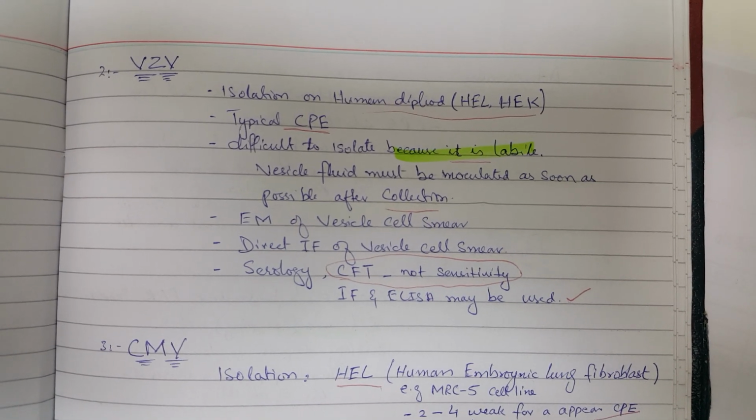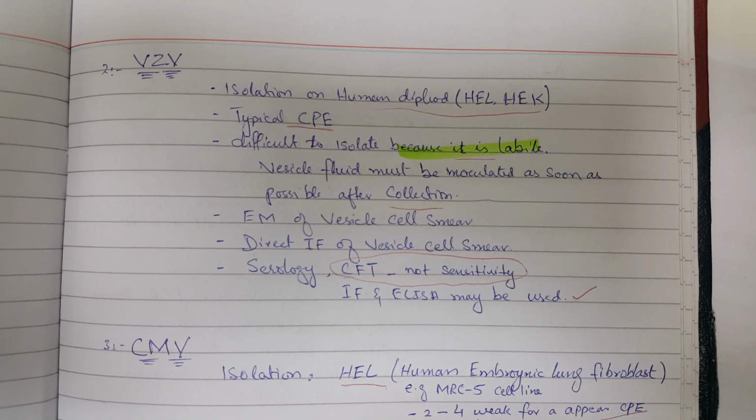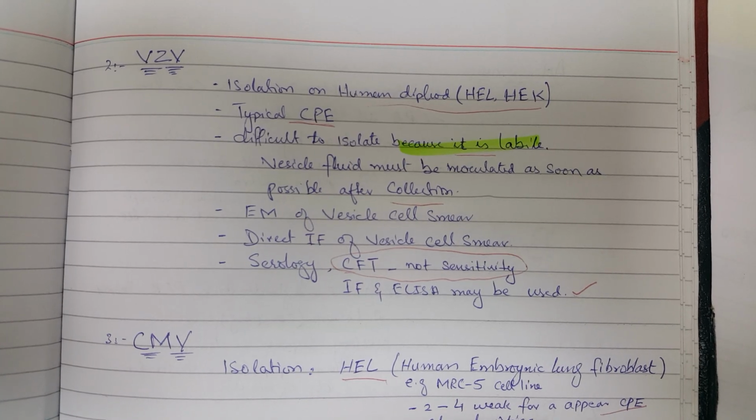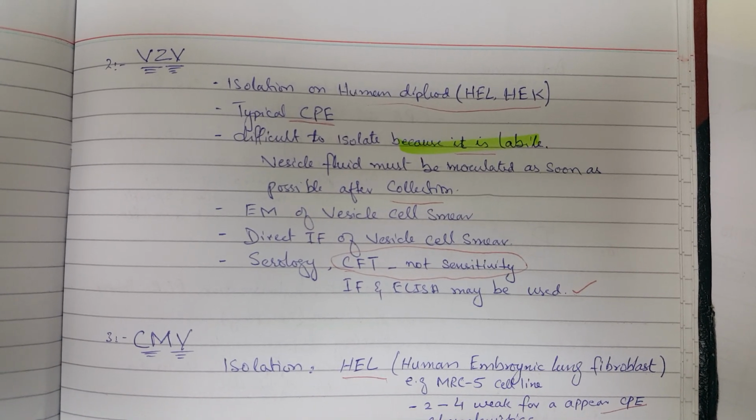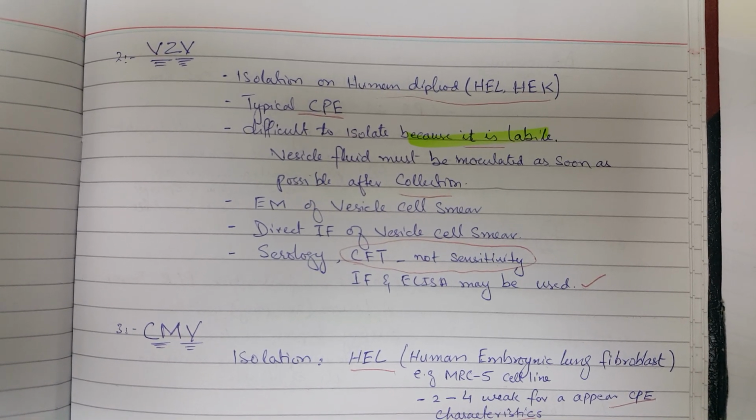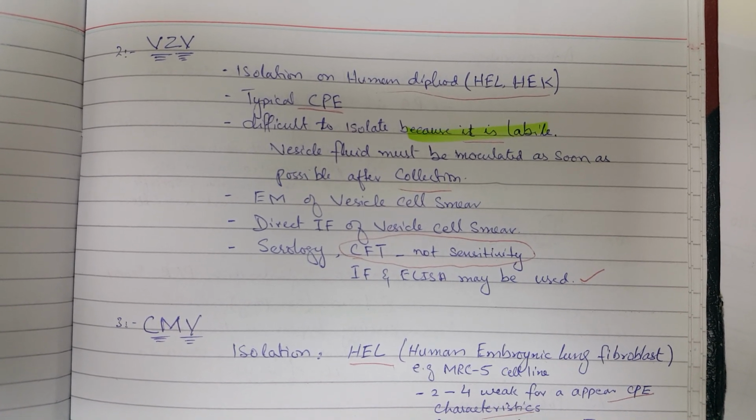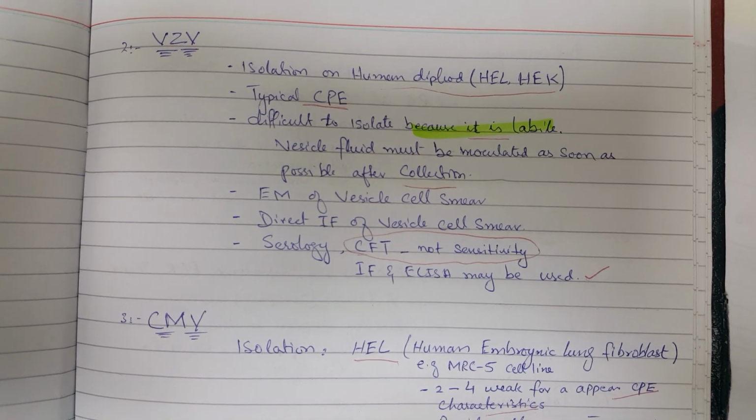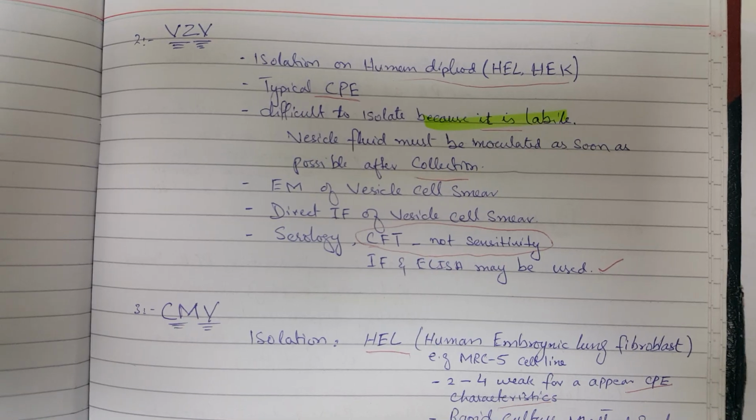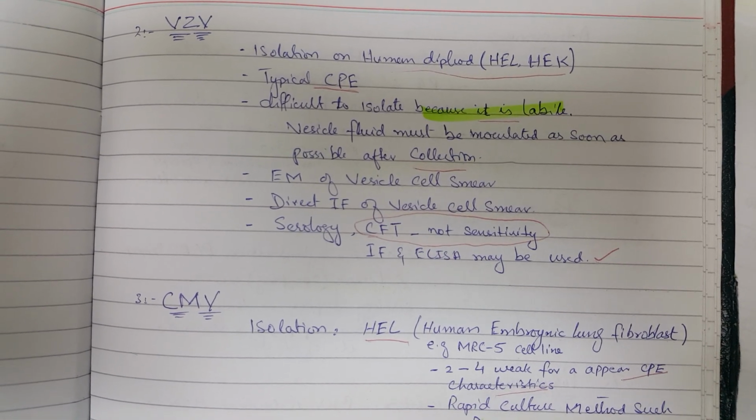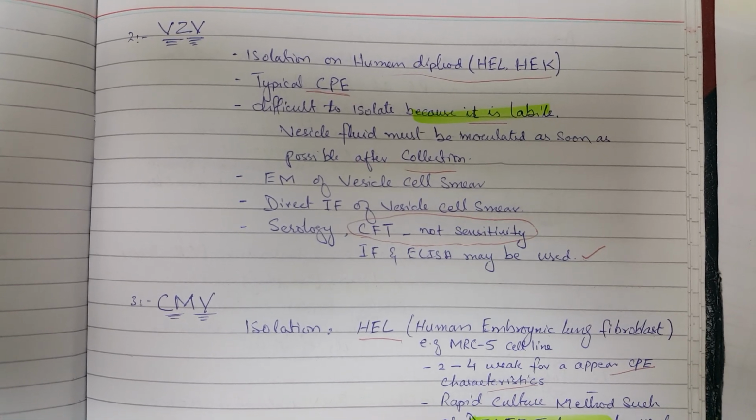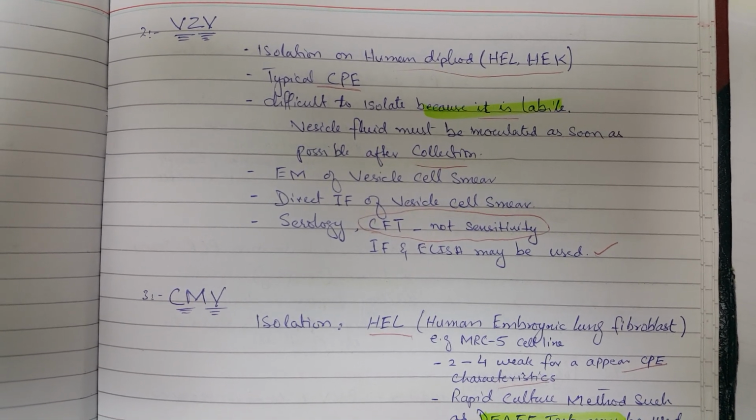Varicella zoster virus is isolated only in human diploid cells like HeLa and HEC. Typical cytopathic effects are produced by these viruses, but they are difficult to isolate because the virus is labile, and vesicle fluid must be inoculated as soon as possible after collection. Electron microscopy and direct immunofluorescence of the vesicle cell smear can be used. Serologically, the complement fixation test is not sensitive. In the case of Varicella zoster viruses, ELISA and immunofluorescence may be used.